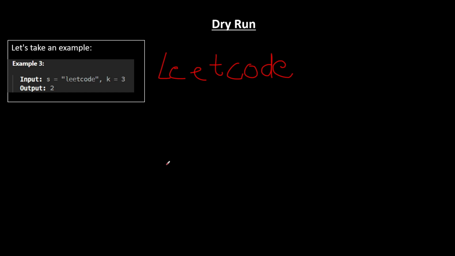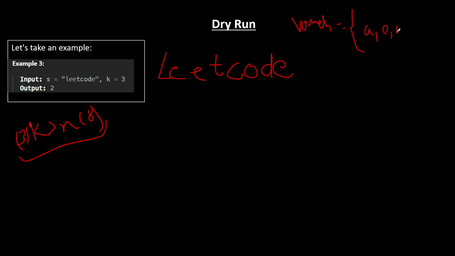First, our condition was to check if k is greater than n or not. It is not, because n is 1, 2, 3, 4, 5, 6, 7, 8, so n is of size 8 and k is of size 3. So this condition is falsified, right? This is done. Now we have also created a set of vowels: a, e, i, o, u. Fine.